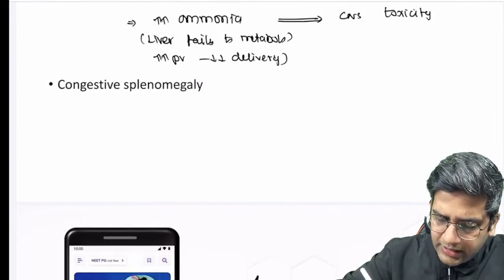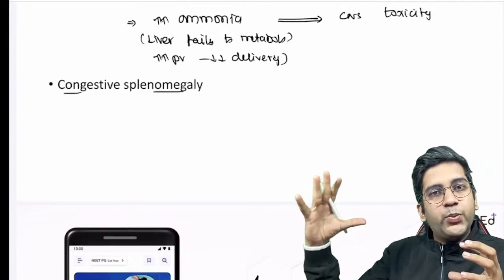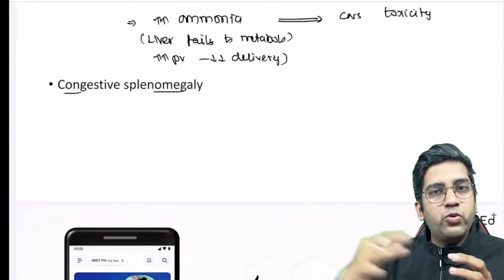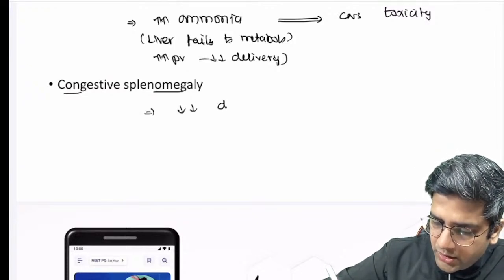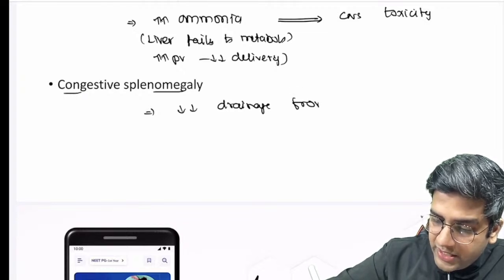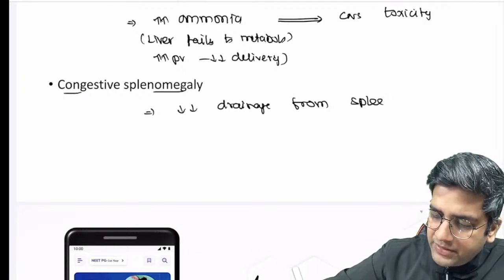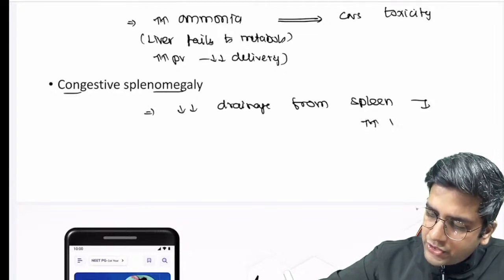Last but not least, congestive splenomegaly. Since the portal pressure is more, the splenic vein which joins the portal vein will not be able to drain properly, right? This is due to reduced drainage from the splenic vein. Because of the increased pressure, the congestion happens in the spleen, right? So this results in increased back pressure in the splenic vein.